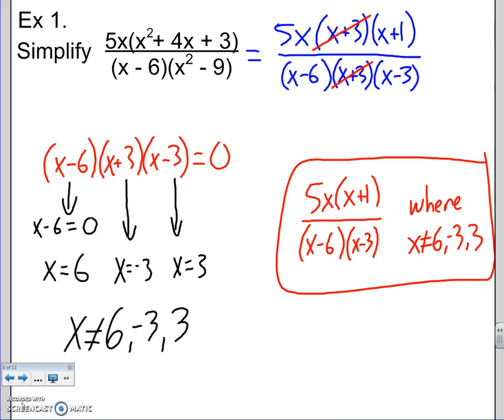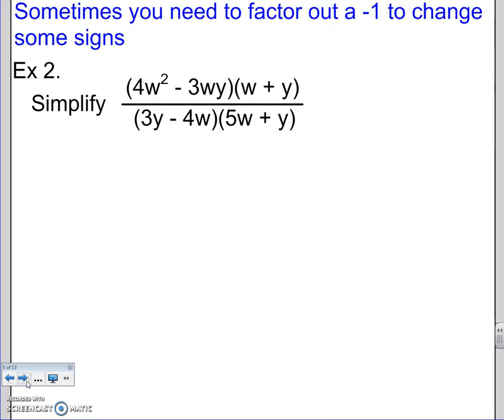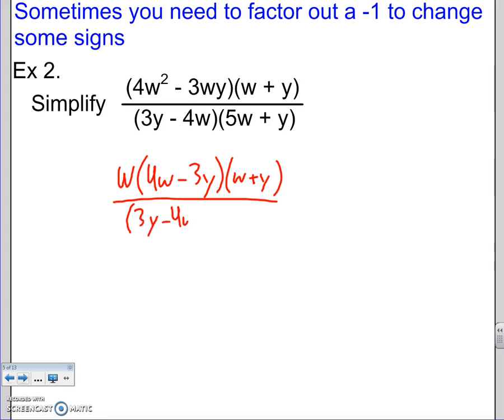All right, next problem. Sometimes you have to factor out a -1 to change some signs. So here's the next one. Again, we always factor GCF first. So that first parentheses has a W in both. So I'm going to change this to W times 4W minus 3Y, W plus Y over 3Y minus 4W, 5W plus 4. This is fully factored form.